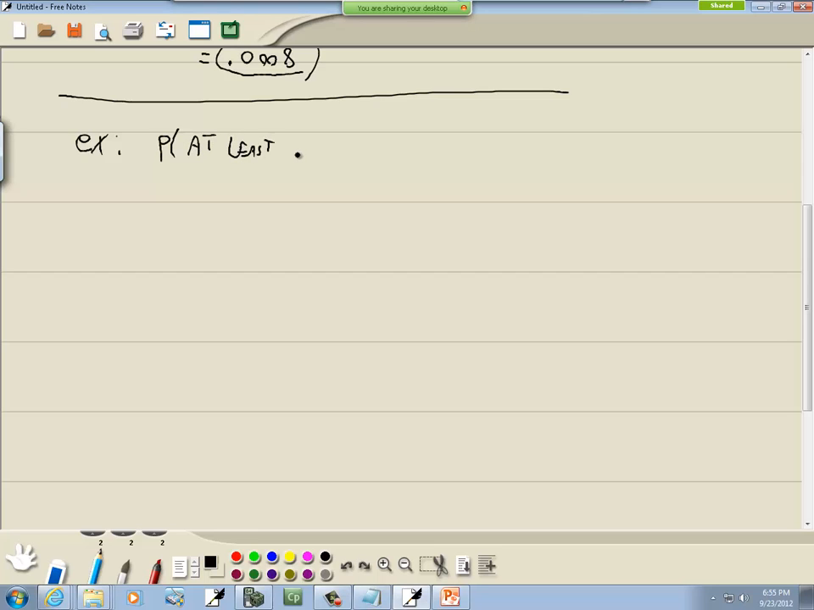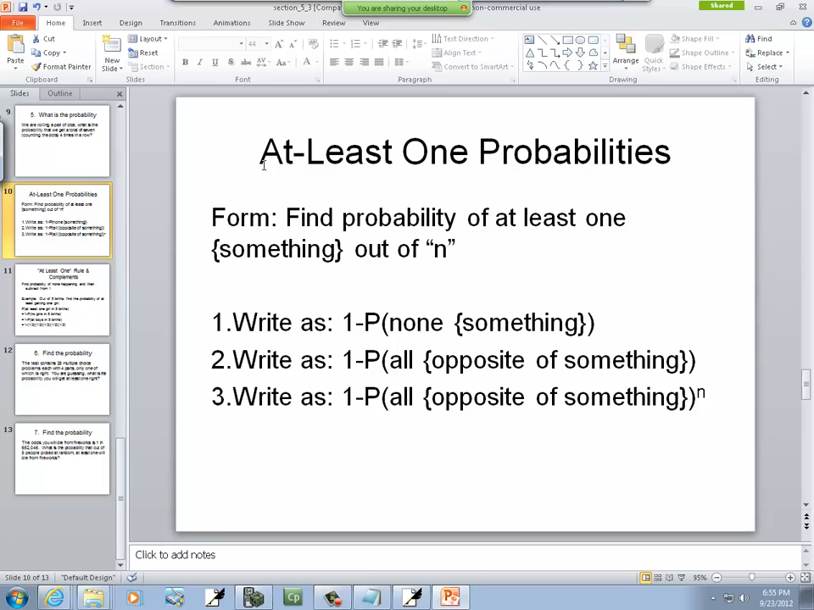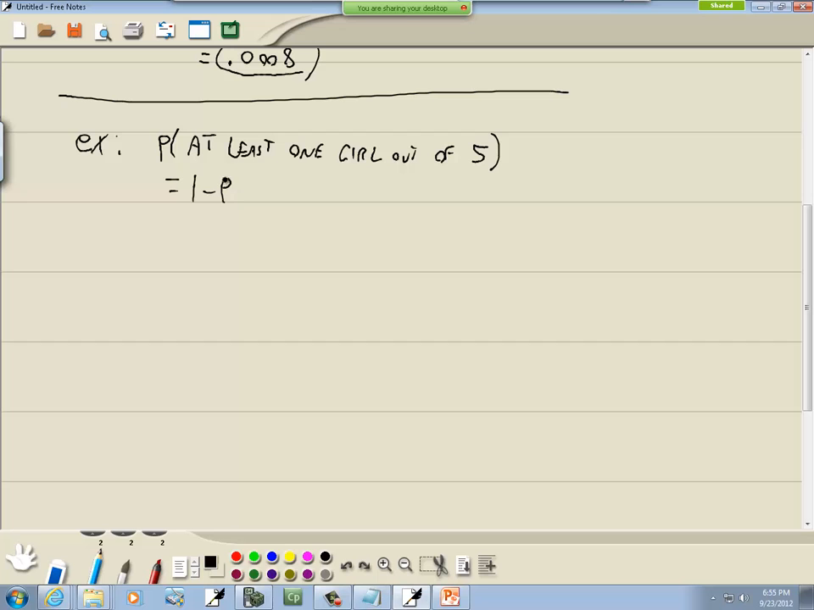So at least 1 girl out of 5 births. Okay, let's go back up here to our form. First it says to write this as 1 minus probability of none or no, and then whatever we're talking about. The something, at least 1 girl, this will be our something, the girl. So none girl, no girls. Maybe that'd be better math or English-wise to say that. Remember I said none or no. So 1 minus probability of no girls.